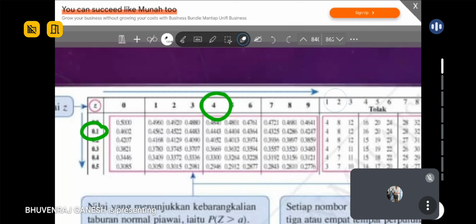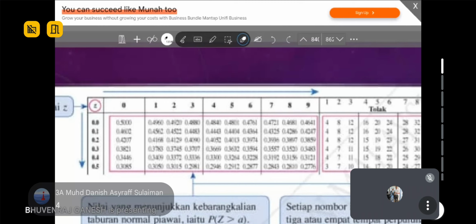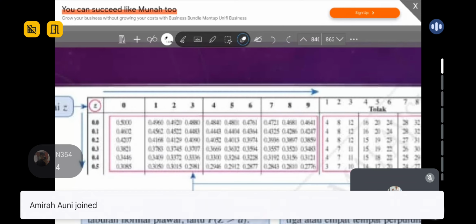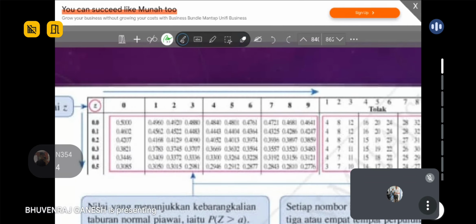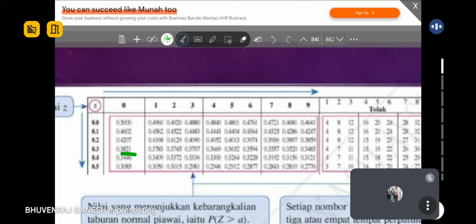Okay, probability pula guys, kebarangkalian. Berapa tempat perpuluhan maximum? What is your maximum decimal place for probability? Very good. Okay, 4 guys. 4 is the maximum for probability value. Why 4? Because your table can read until 4 decimal places. Jadual ada sampai 4 tempat perpuluhan. Senang macam tu saja. Jangan tukar.